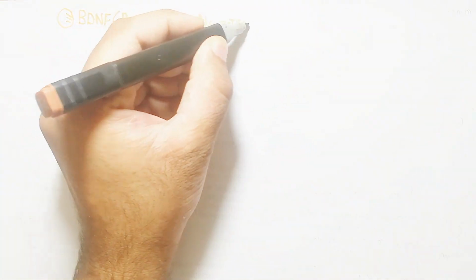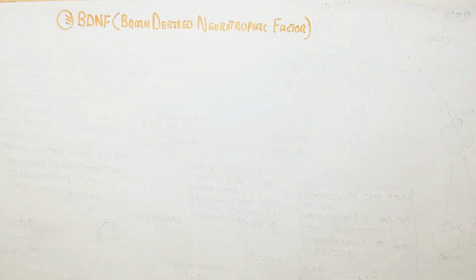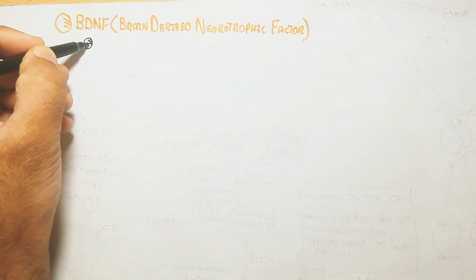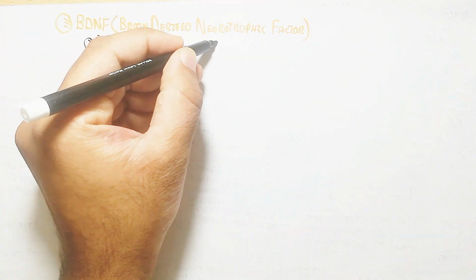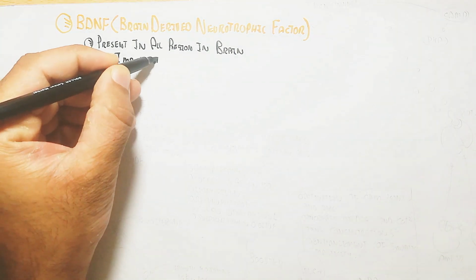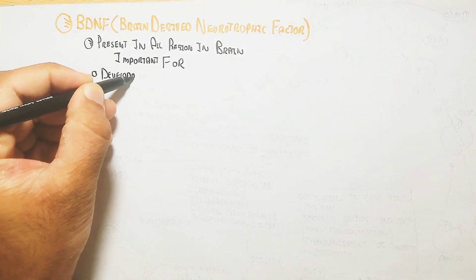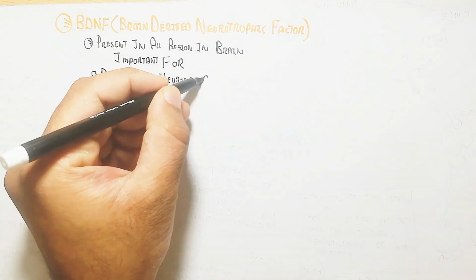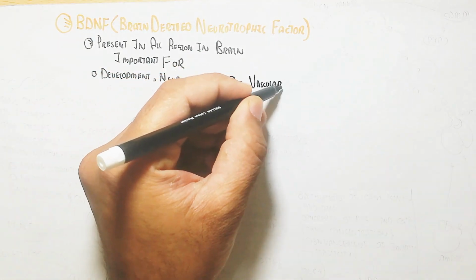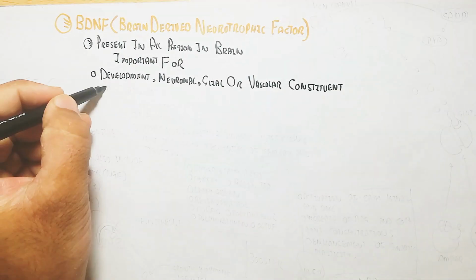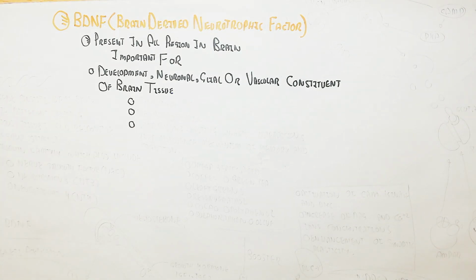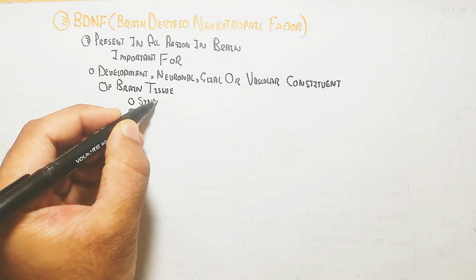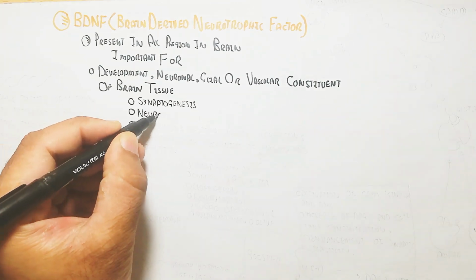The brain-derived neurotrophic factor is known as BDNF. It is present in our brain and is important for the development of the brain and the neuronal, glial, or vascular constituents of brain tissue. In this way, the brain will develop and memorize, and it supports cognition as well as the inhibition of Alzheimer's disease, dementia, brain fog, and brain memory loss.